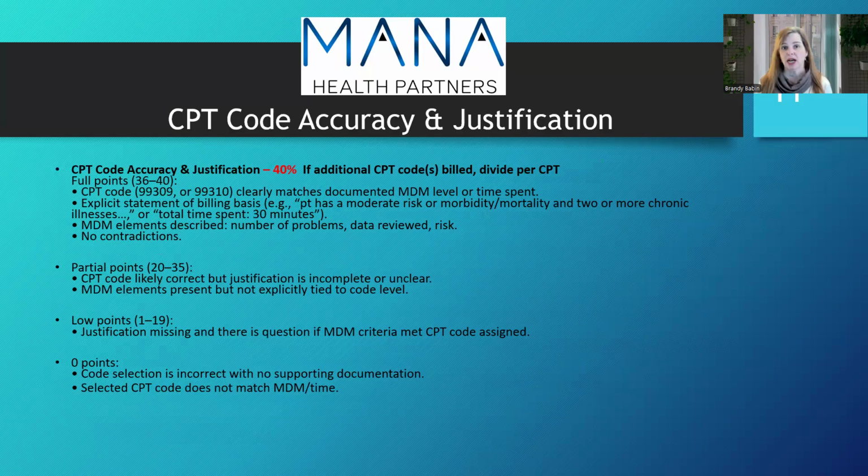So you have two portions of this. You have your time or medical decision making. So you're going to click 30 or 45 minutes, or you're going to click moderate or high medical decision making. That's your first section. Then when you put your CPT code, which is a 99309 or a 99310, you might have a discharge code, which is a 99316, so that might be a little bit different. But usually on most notes, you're going to be a 99310 or a 99309.